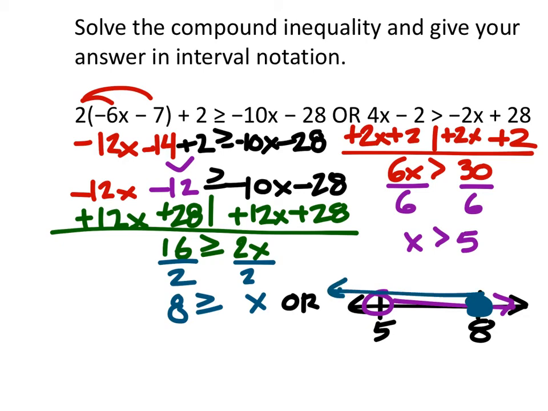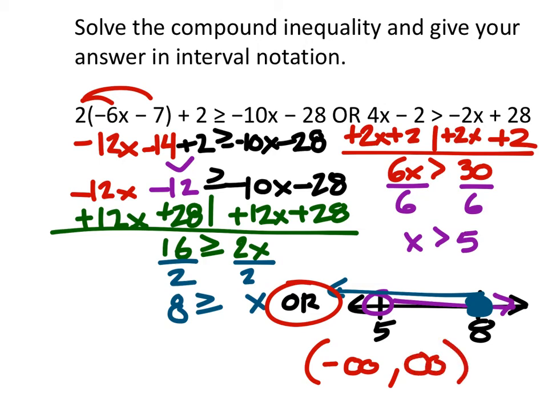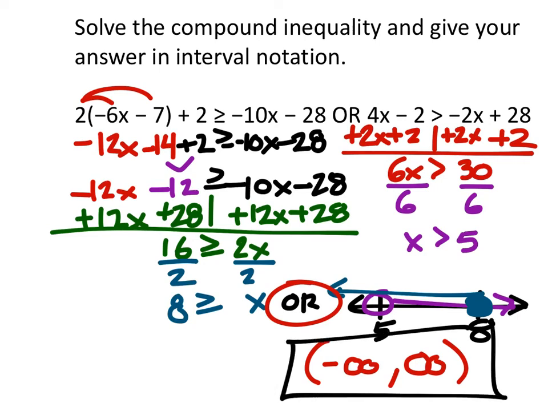Now, since this is an or statement, and we have to keep that in mind, it's just got to be part of one or the other, so it doesn't matter where the lines intersect. This goes all the way from negative infinity. It doesn't stop at 5 because of the blue line, and it doesn't stop at 8 because of the purple line. It just keeps going on forever in the positive direction, and that gives us this answer.